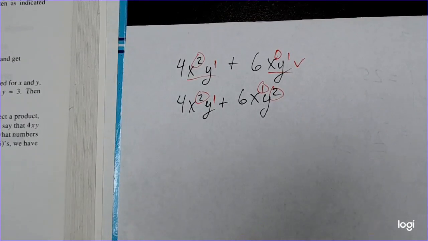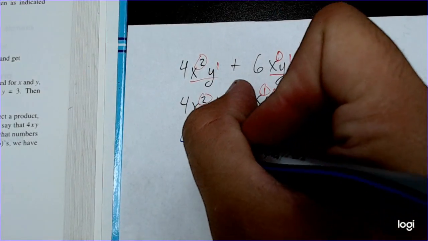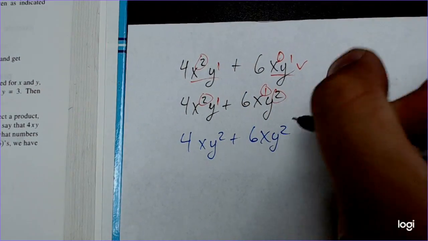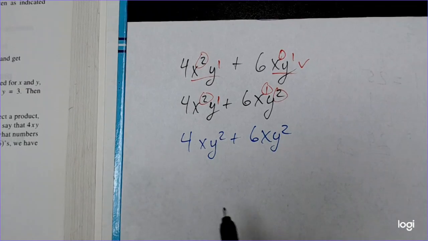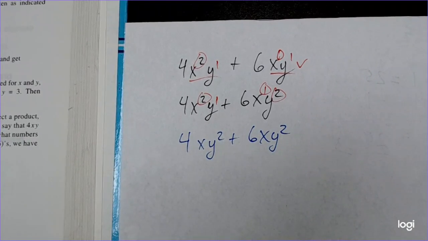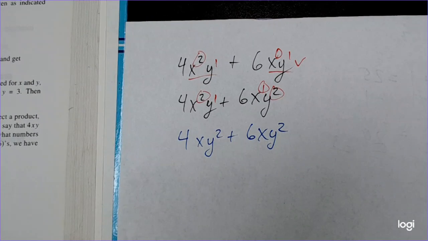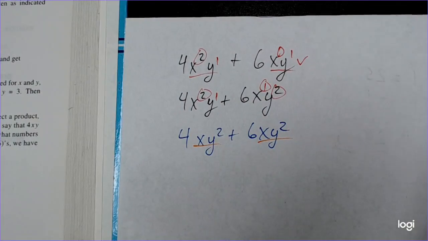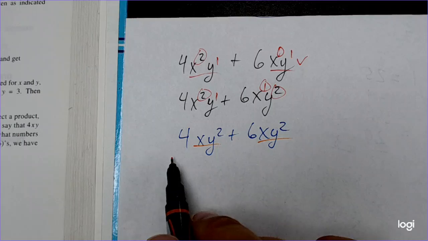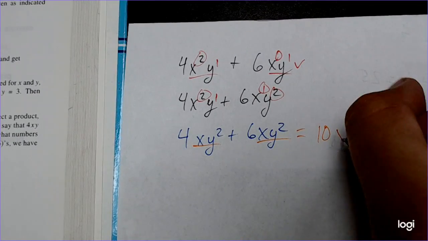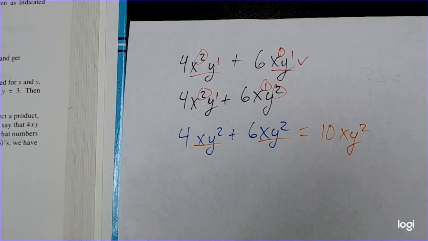So, to have like terms, we would need something like this. Like if I had 4xy squared plus 6xy squared. Those are like terms, okay? Because each letter has the exact same exponent as its counterpart. Now, if you remember, when we add like terms, it's almost like adding fractions in that the denominator doesn't change. When we're adding like terms, the variable and the exponent don't change. So when I do 4xy squared plus 6xy squared, the answer is just going to be 10xy squared, okay?